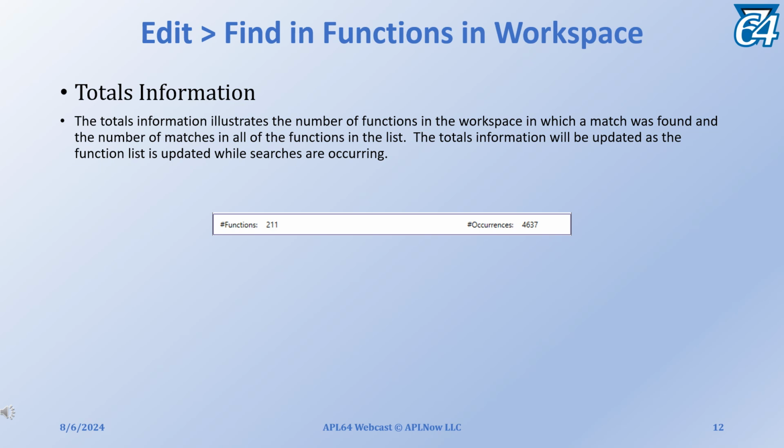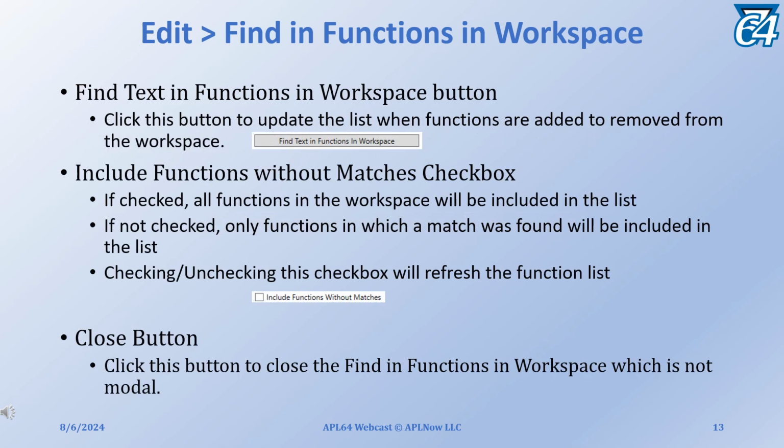The totals information illustrates the number of functions in the workspace in which a match was found and the number of matches in all of the functions in the list. The totals information will be updated as the function list is updated while searches are occurring. Click the Find Text in Functions in Workspace button to update the list when functions are added to or removed from the workspace.